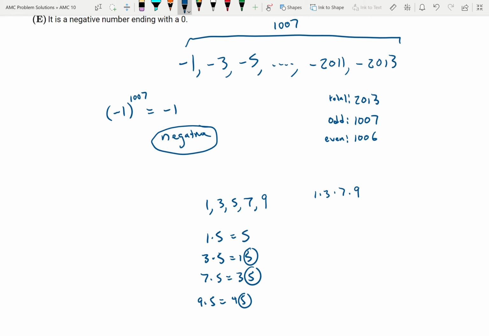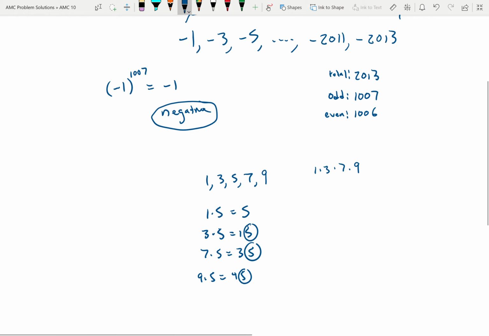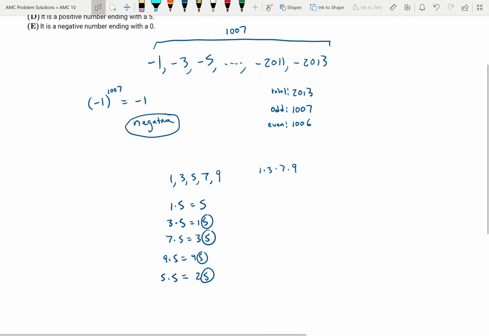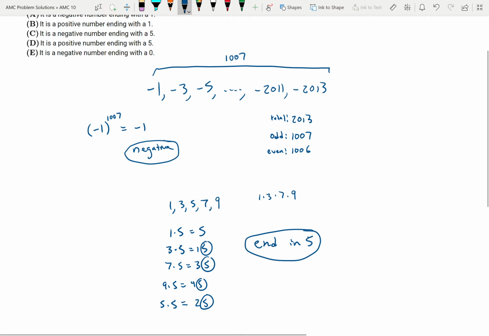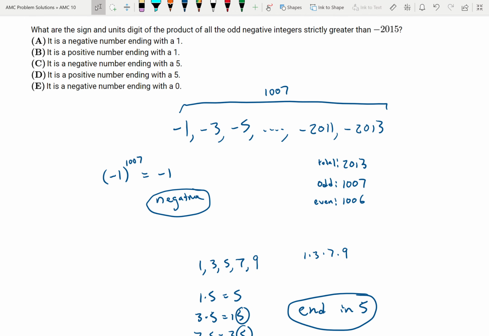So if we multiply all the units digits that aren't 5 first, it doesn't matter what odd integer we get. Once we start multiplying those by 5, it'll always end in a 5. And even if we get a 5 at the end of that, 5 times 5 is 25. Units digit is 5. Therefore, the number will end in a 5. So the answer is C. It's a negative number ending with a 5.